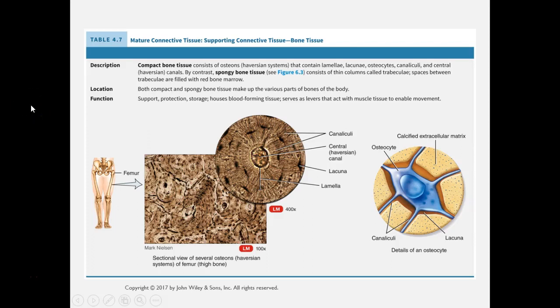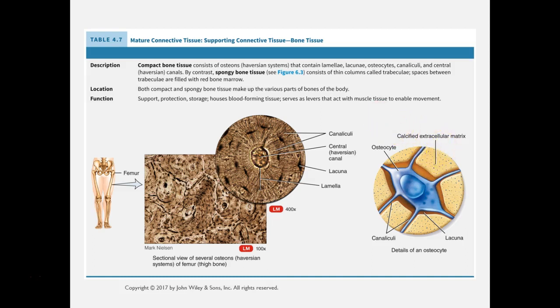Remember, bone is also a type of connective tissue. So bone is made up of cells called osteocytes. Remember, osteo refers to bone, cyte is cell. So here we have an osteocyte. The osteocyte is also going to be in a little area known as a lacuna. And then the extracellular matrix.